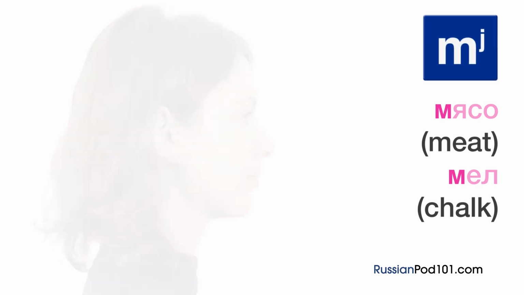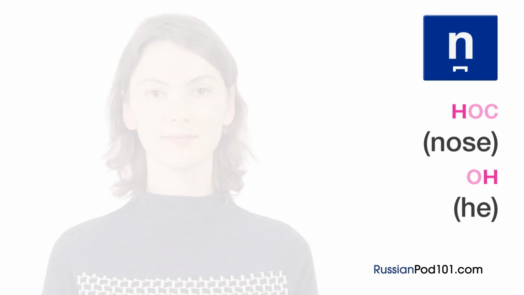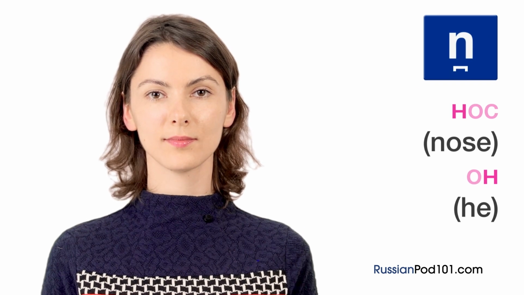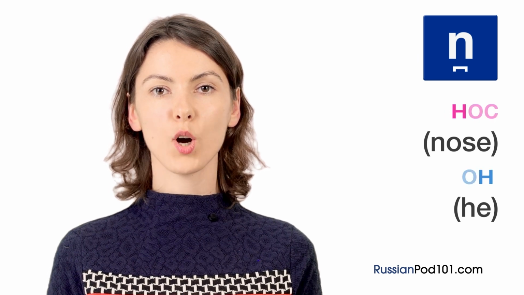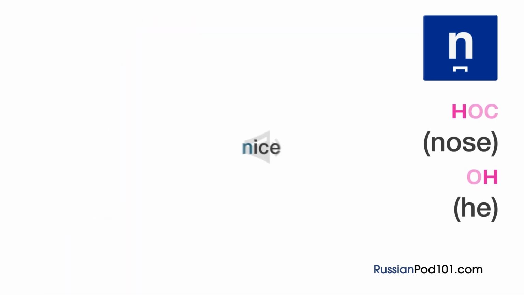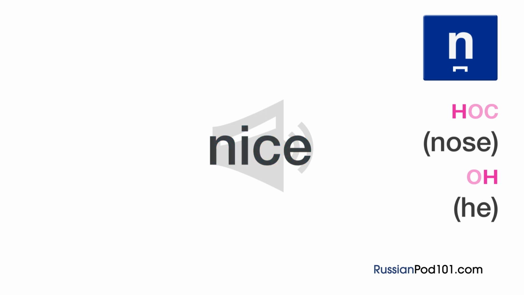The next consonant is Н. Нос, он. Like the N in the word nice, except in Russian the N sounds a little heavier.